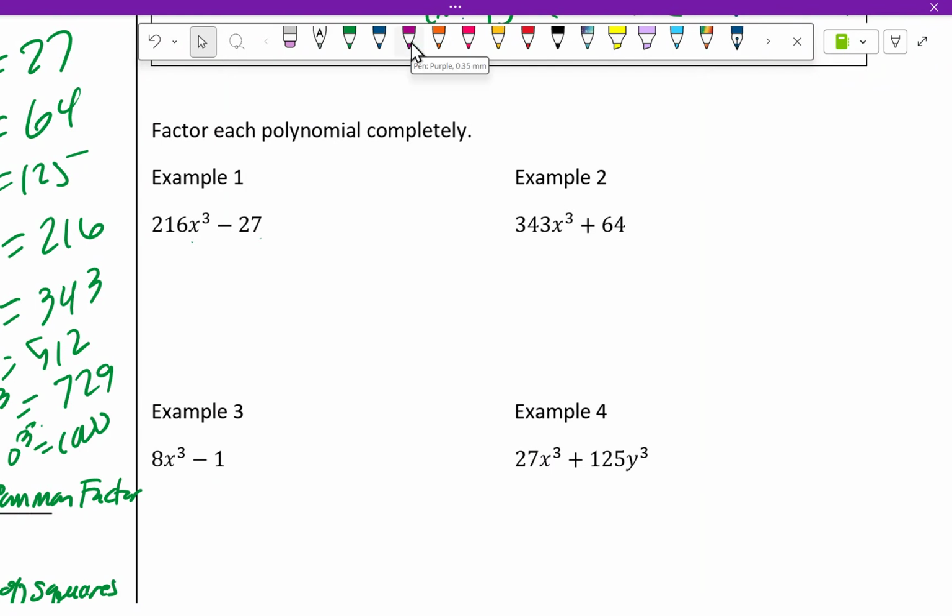I've got 2 terms. So I either have to determine if they're square numbers or cube numbers. So do I have squares or cubes? Cubes. They're on my cube list over there, right? So I know I've got to factor it into a binomial times a trinomial.